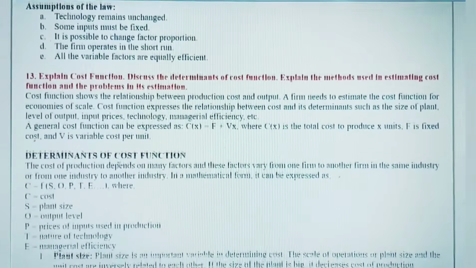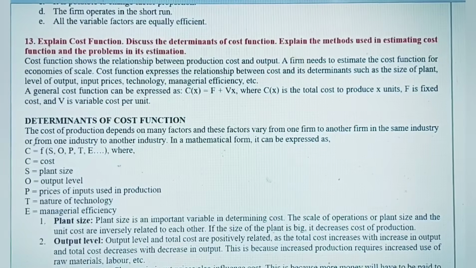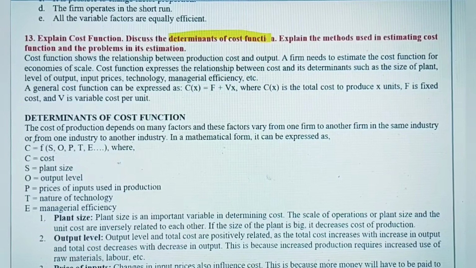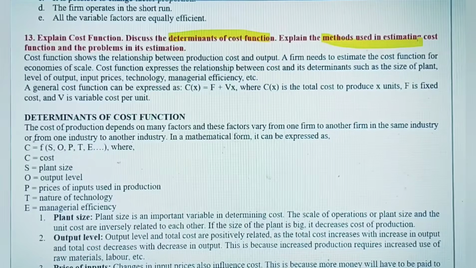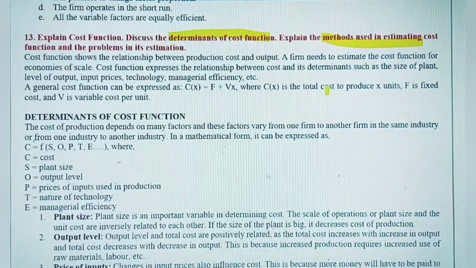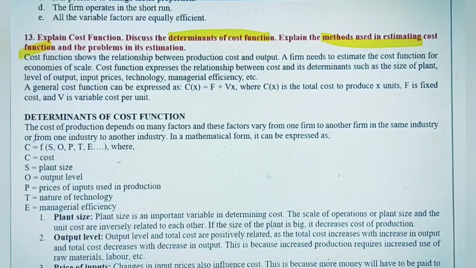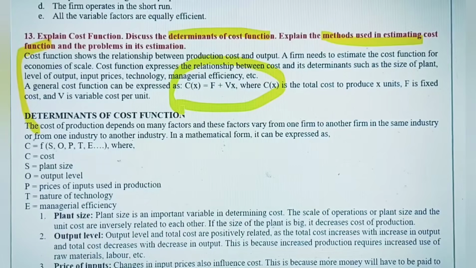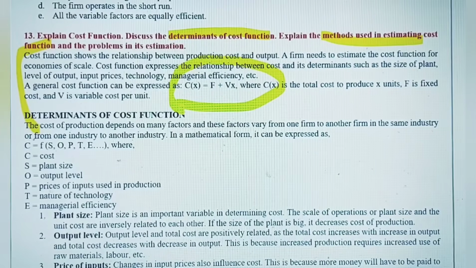Fine. क्वेश्चन नंबर 13 में चलते हैं. कॉस्ट फंक्शन पे है, आपको इसको लर्न करना है. डिटर्मिनेंट्स ऑफ कॉस्ट फंक्शन, व्हाट इज कॉस्ट फंक्शन एंड द मेथड्स ऑफ एस्टिमेटिंग कॉस्ट फंक्शन. बहुत बढ़िया क्वेश्चन है. तो कॉस्ट फंक्शन के लिए ये फॉर्मूला याद रखें, जैसे प्रोडक्शन फंक्शन में था वैसे ही कॉस्ट फंक्शन F + V/X.